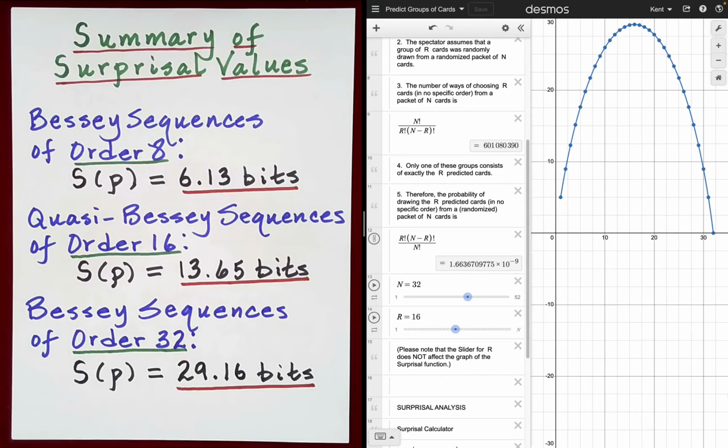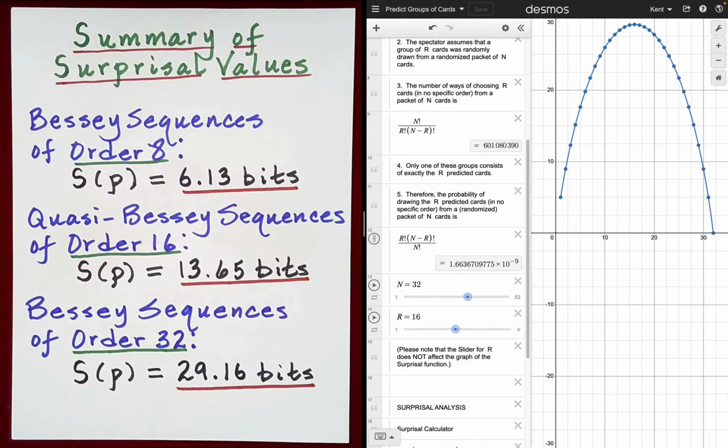29.16 bits. I want to point out that the surprisal value associated with being struck by lightning is about 18 bits. So what that would mean then is that the surprisal associated with a Bessey sequence of order 32 performance is not far off of the surprisal value associated with being struck by lightning twice during your life. So that is a huge surprisal value, and consequently a tiny probability that that event could happen by chance alone.